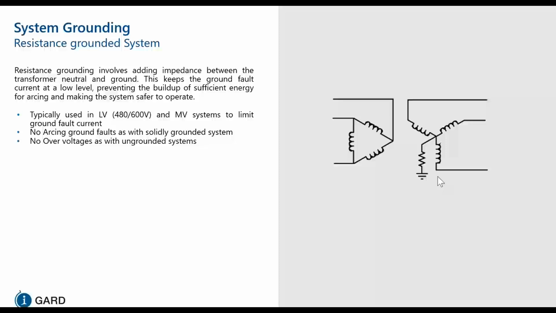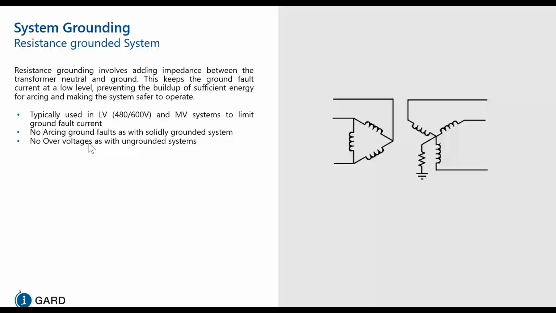Now, depending on the size of that resistor, you could have either a low resistance grounded system or a high resistance grounded system. Typically in 480 and 600 volt and medium voltage systems, we limit the ground fault current. All ground fault currents must return to their source. Because of the resistor, the ground fault current is limited, and the neutral will never elevate above line to neutral voltage with respect to ground.